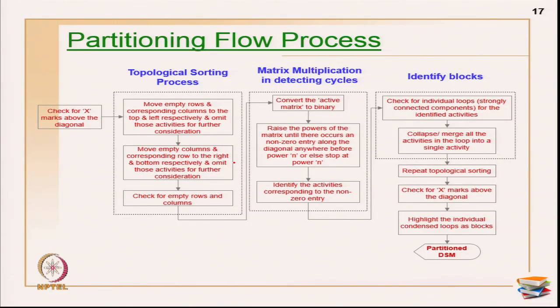Now, in the partitioning flow process, there are primarily three broad items. One is topological sorting, primarily to identify all my sequential and parallel activities. Then I do matrix multiplication. Matrix multiplication, or alternatively path searching, can help you identify or trace the cycles only. Once you have traced the cycles, you group them into blocks, and again repeat the process of topological sorting and matrix multiplication until you identify all the cycles and all the activities. At last you get the partitioned DSM. This is the overall flow of the partitioning process.